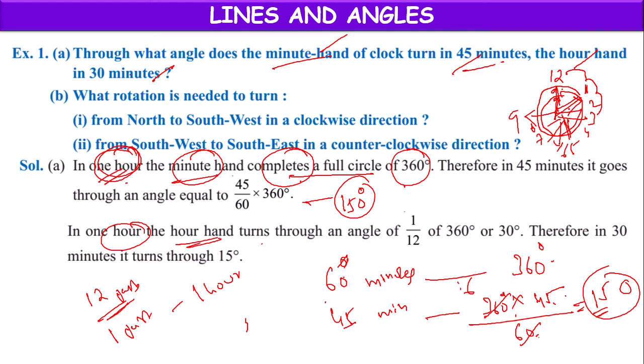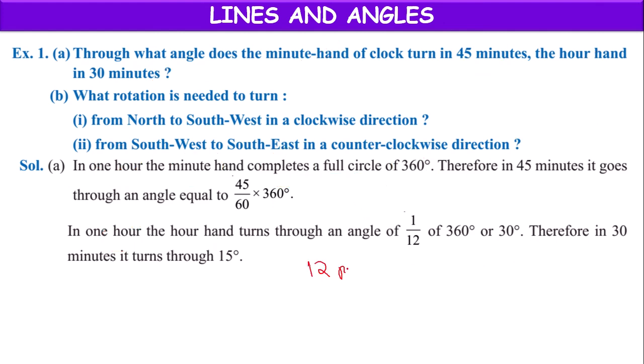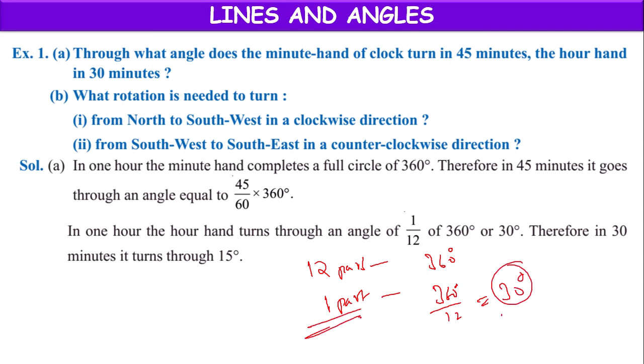But the 1 hour part equals 30 degrees, the angle from 12 to 1. Because total 12 parts equal 360 degrees, one part, meaning 1 hour, equals 360 by 12, which is 30 degrees. So in 1 hour, it makes an angle of 30 degrees. But they are asking the hour hand in 30 minutes. 30 minutes means half an hour. If in 1 hour it makes a 30 degree angle, in half an hour how much angle will it make? 30 by 2, which is equal to 15 degrees.